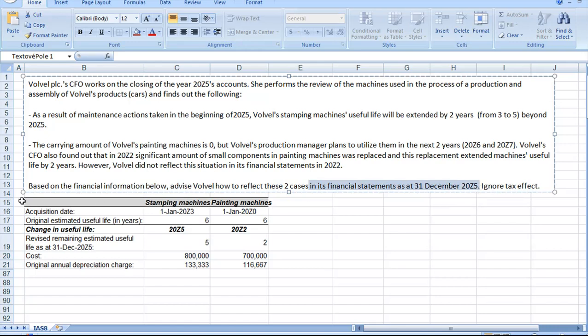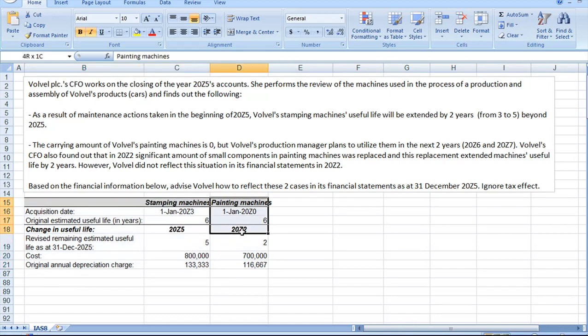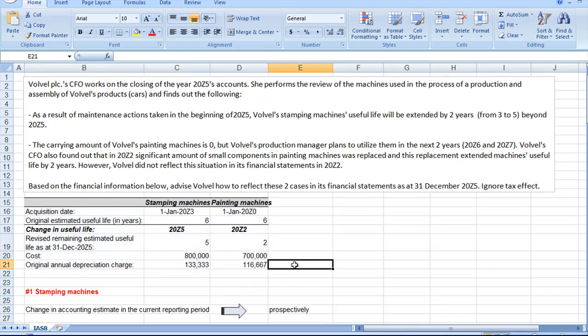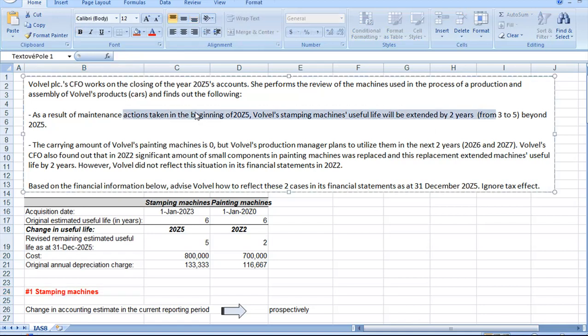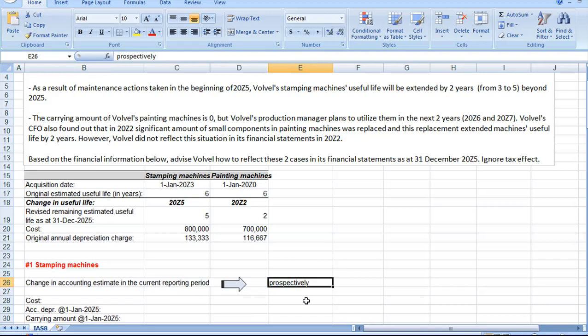So here, we have certain financial information related to these two types of assets, while these assets are grouped here for the sake of simplicity in this example. Let's solve it one by one. So first, stamping machines. Here, we are in 2005 and the machine's useful life was extended as a result of actions taken in this year, the current reporting period. So in fact, we're dealing with the classic change in accounting estimate, and we need to account for it prospectively in the current and future reporting periods with no restatement.